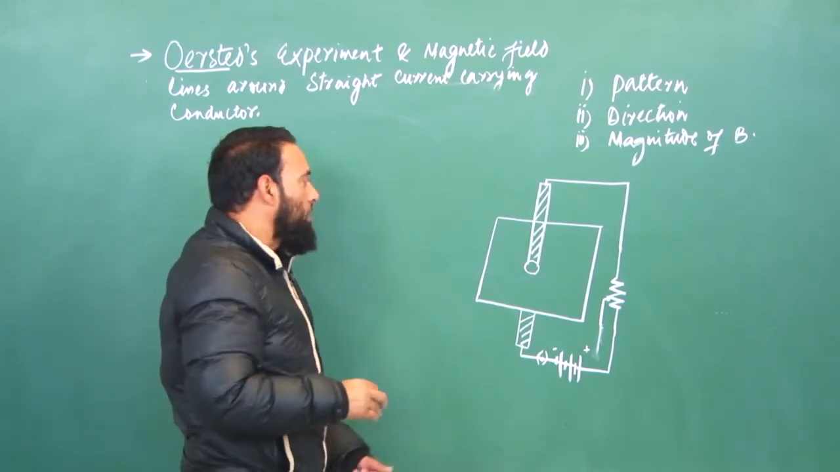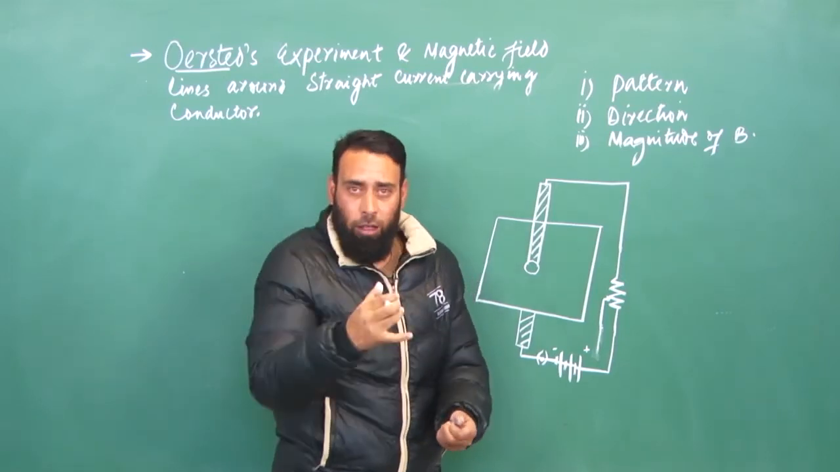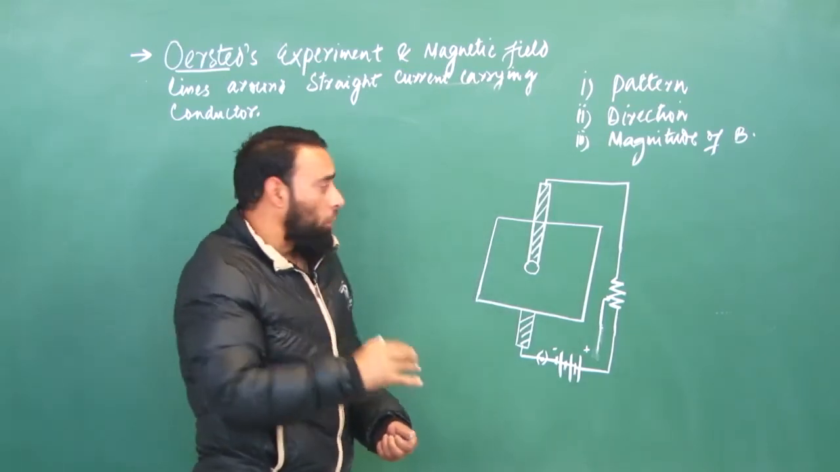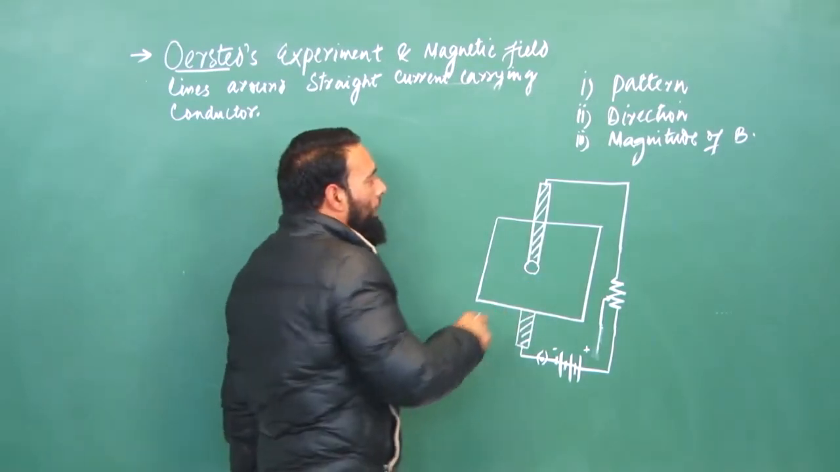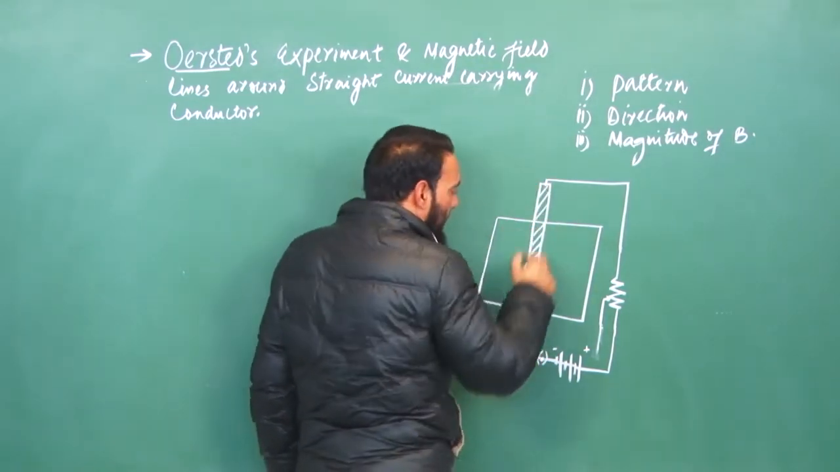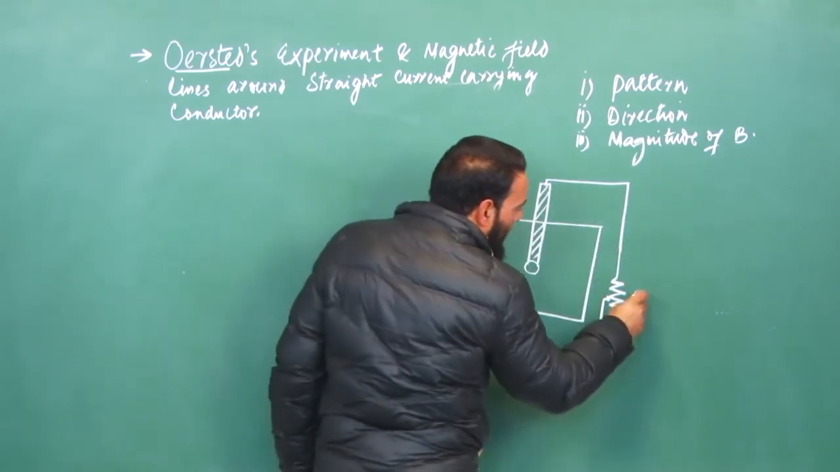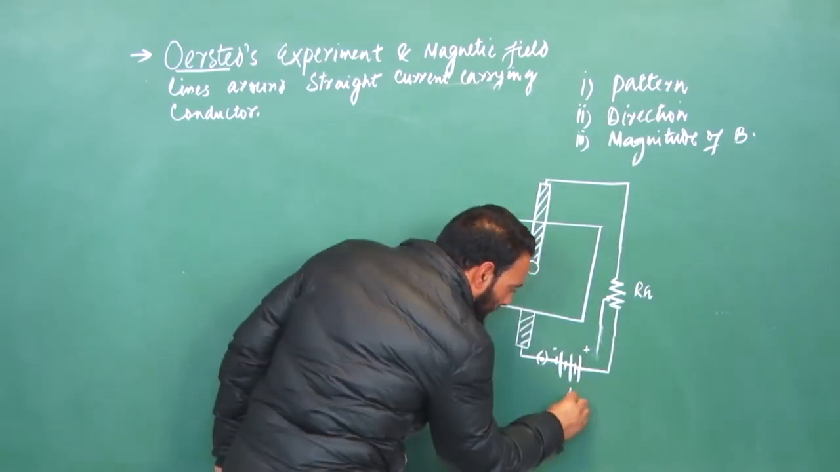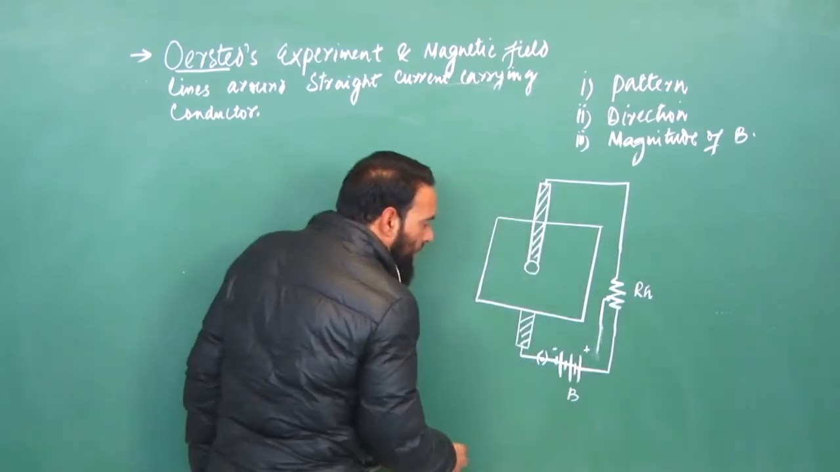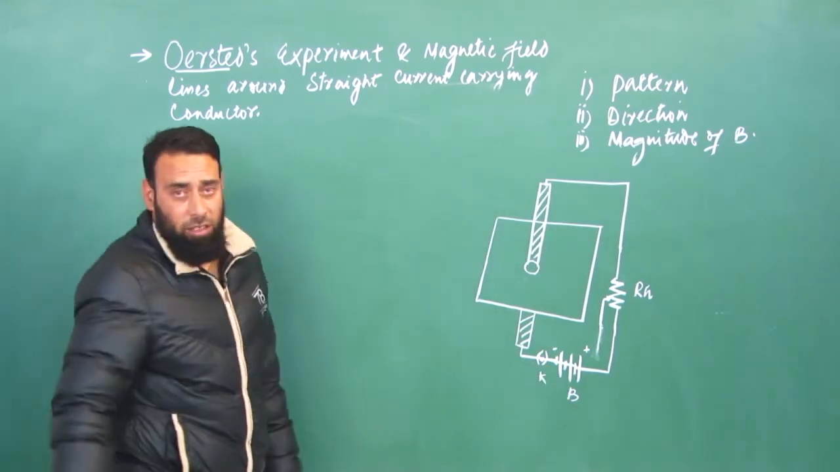cardboard. That means this conductor is perpendicular to the surface of this cardboard, and now the free ends of this conductor are connected with the rheostat. It will be connected with the battery, the terminals of the battery, and the key of the circuit.